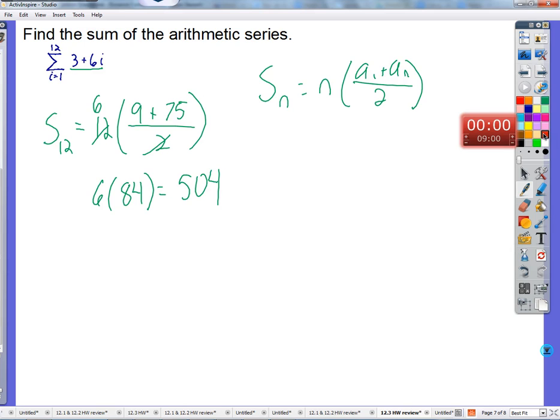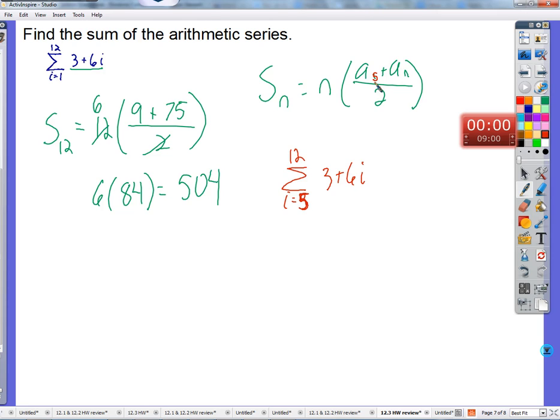Think about this. What if I instead had I equals, let's make it 5. Start at 5 and go to 12. Well, it doesn't start at 1, right? So it seems like this formula wouldn't work. We would start at a sub 5 instead of a sub 1. Yeah, so this would be a sub 5 plus a sub n, right? And then this would be how many numbers we're adding up.